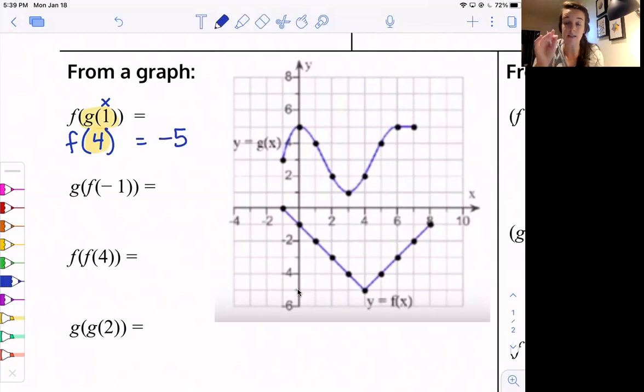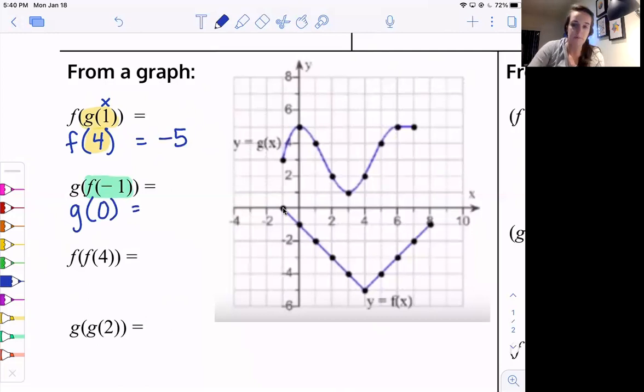If you want to pause and try these next few on your own, you can. I'll go ahead and do them as we go. Feel free to pause if you want to check yourself. So for this one, I'm going to start on the inside, starting with f of negative 1. So where's the f function when x is negative 1? So x is negative 1 right here. The f function is already right there. The height of it is 0. So I'm going to have 0 there.